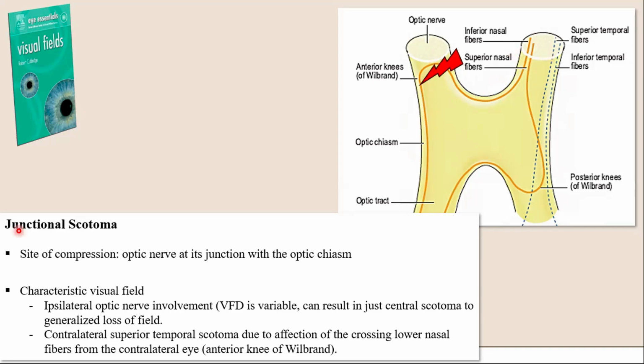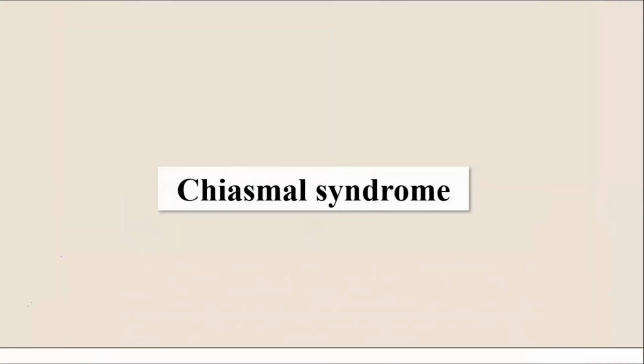So junctional scotoma refers to compression of the optic nerve at its junction with the optic chiasm. The visual field defect is variable, ranging from central to more generalized visual field loss in the ipsilateral side, and a contralateral superior temporal scotoma due to involvement of the crossing lower nasal fibers in the anterior knee of Willebrand. I hope it's clear now.